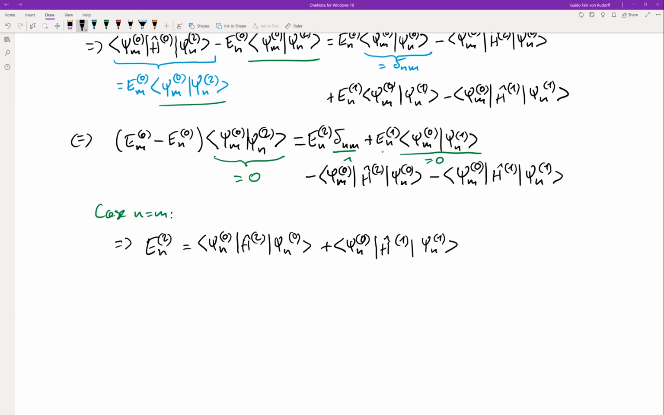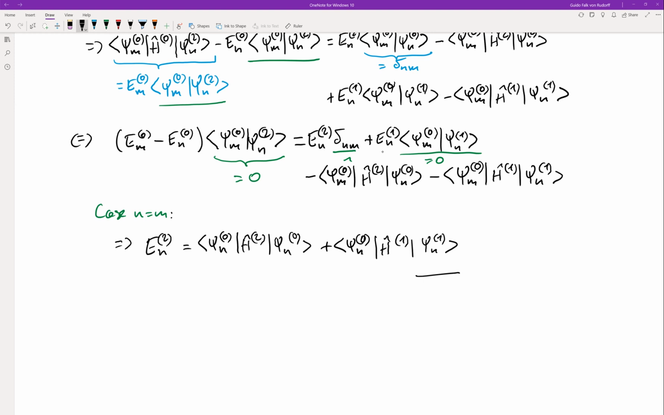Now you say, okay, that doesn't look too bad, right? We have the energy on the left-hand side. We have something which is again a function of our unperturbed system in the first term, and the perturbing Hamiltonian that we know. And on the right-hand side, we have something from the unperturbed system, great. Something we know, awesome. And then something of the perturbed system.